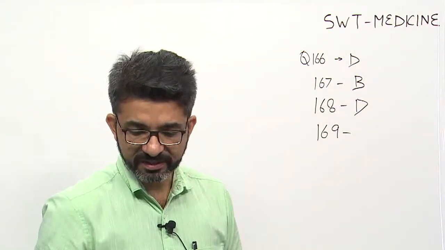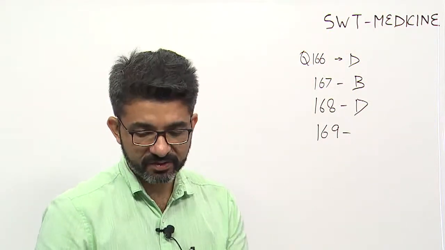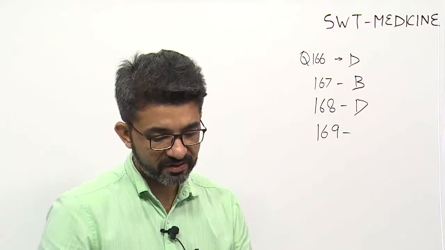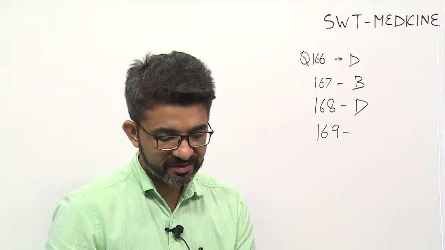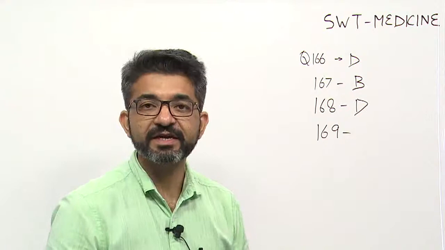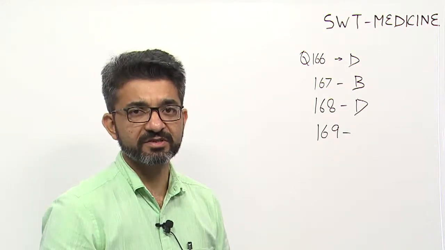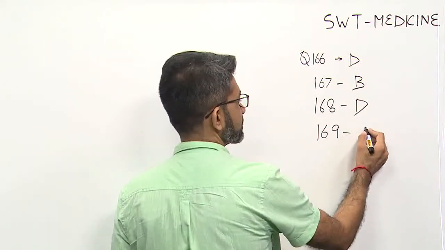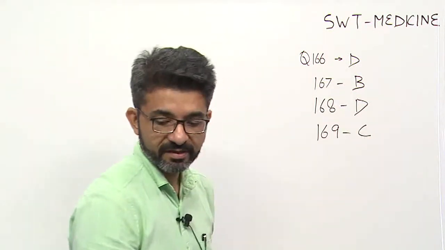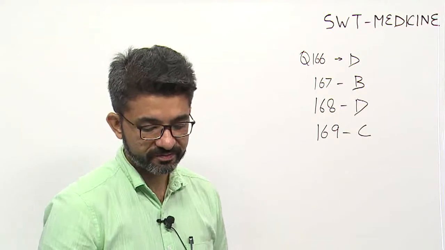Question number 169. Dandy's criteria is used for which condition? See, it is basically modified Dandy's criteria. It is for benign intracranial hypertension, benign ICH. The answer is C, benign intracranial hypertension.